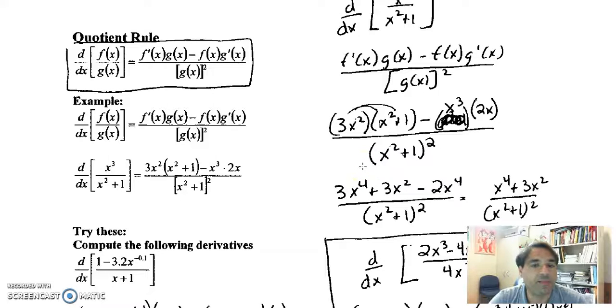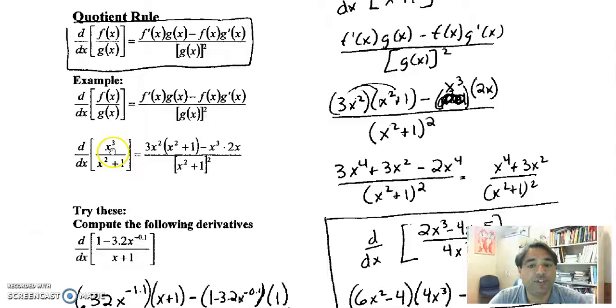Hello, in the second video for chapter 4, we're going to be looking at the quotient rule, how we take the derivative of two functions that are being divided. We're going to call the numerator f of x, and we're going to call the denominator g of x. So to find the derivative, you take the derivative of the numerator times the original denominator, subtraction the original numerator times the derivative of the denominator, all over the original denominator squared.